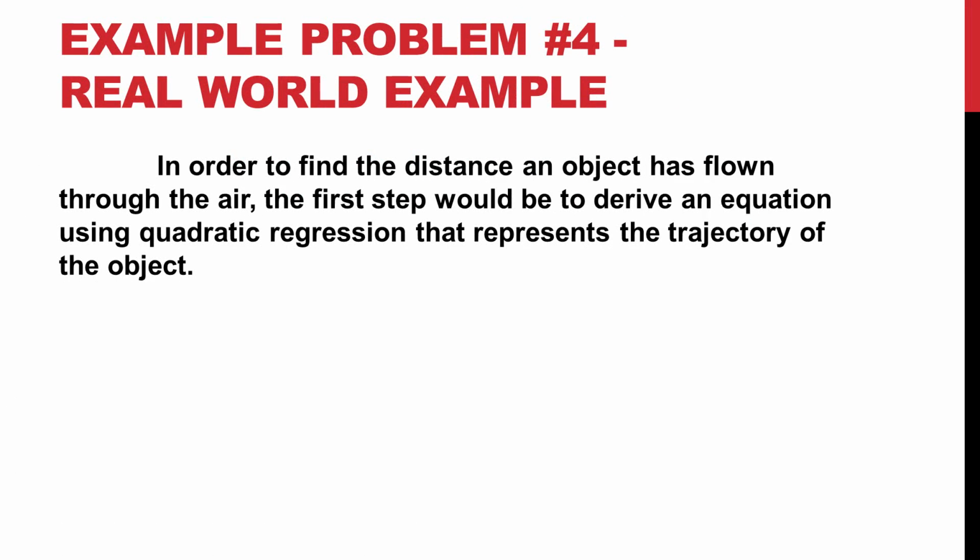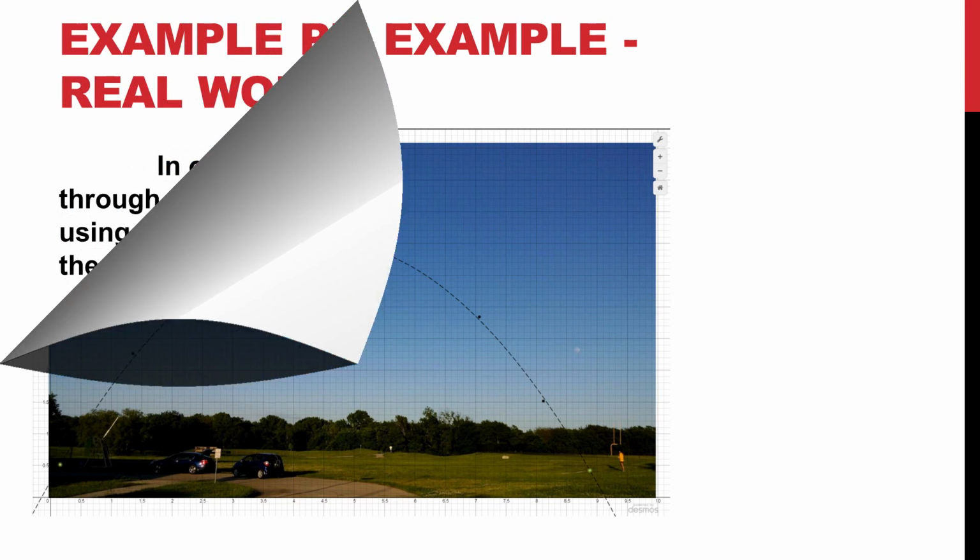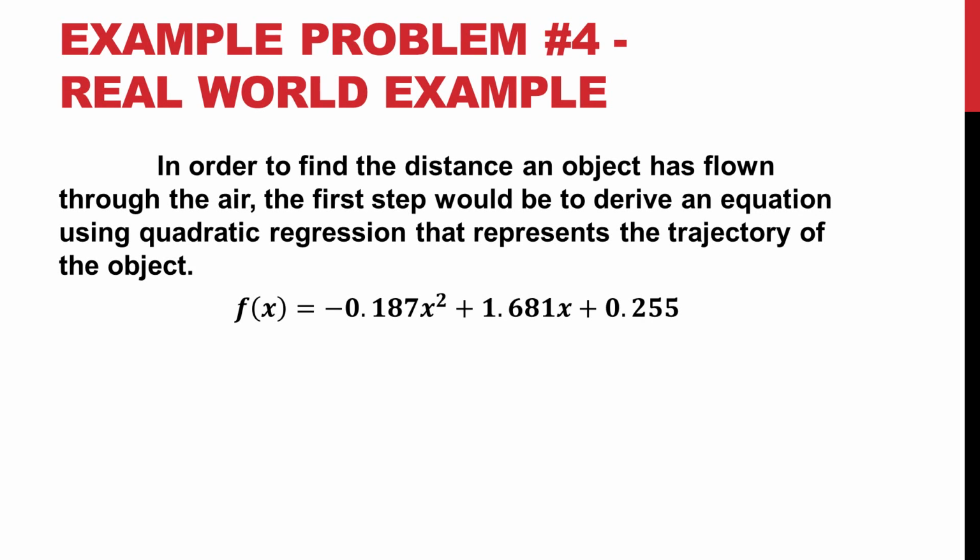Example problem number 4. Real-world example. In order to find the distance an object has flown through the air, the first step would be to derive an equation using quadratic regression that represents the trajectory of the object, as shown here. This equation is f of x equals negative 0.187x squared plus 1.681x plus 0.255.